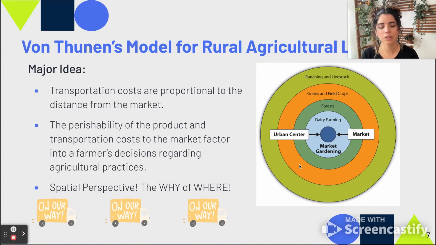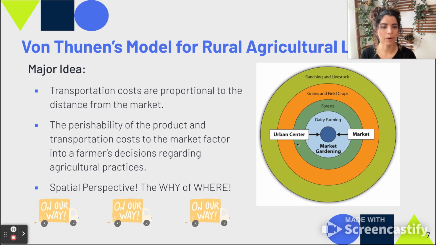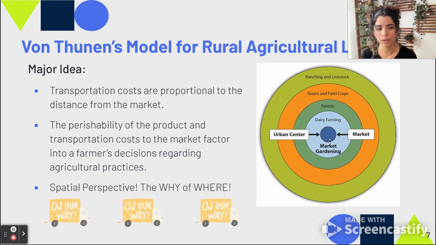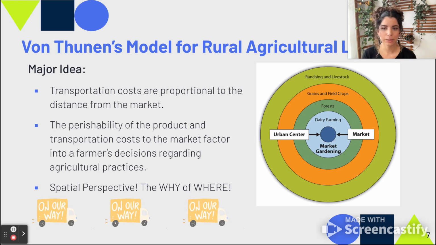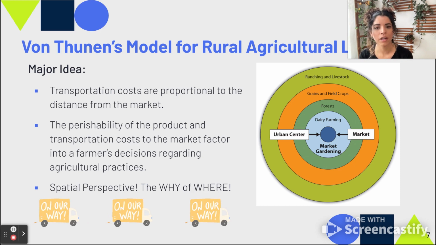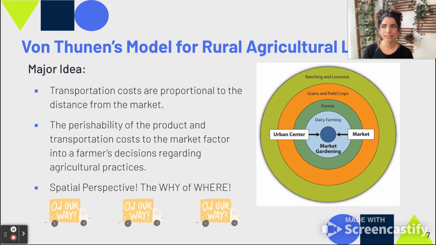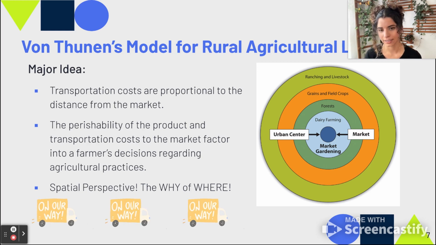So overall, like this big idea, this is what his model looks like. We have these concentric rings. Right here in the center, we have the urban center, that market center. And essentially, transportation costs are proportional to the distance from the market. So again, using this bid rent theory idea that the further you are away from urban centers, the less expensive land is.